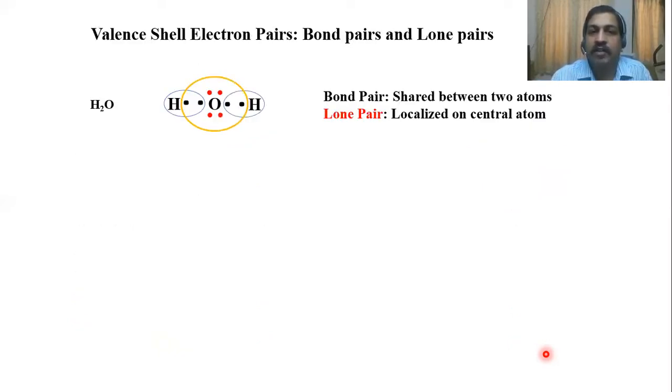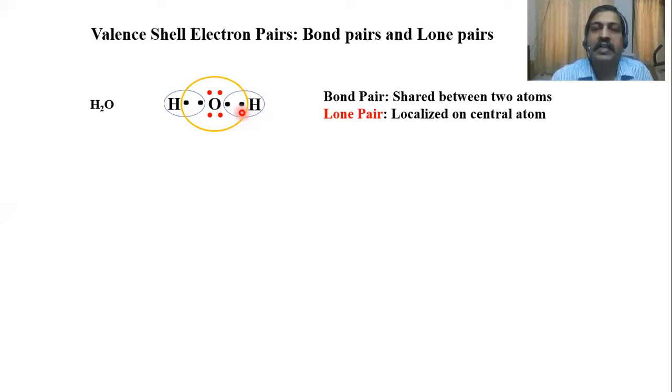Now a bond electron pair is shared between two atoms. It is under the influence of two nuclei. It occupies a greater region or greater volume. So the charge density of a bond electron pair is relatively lower.